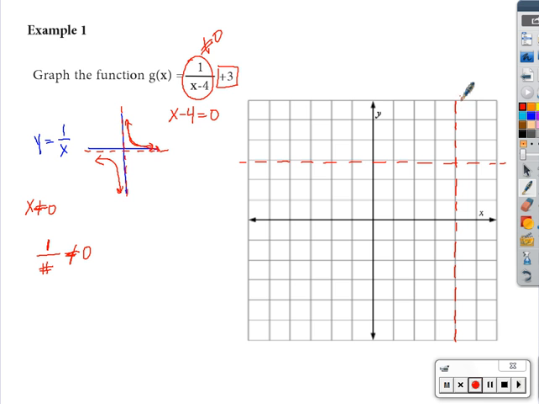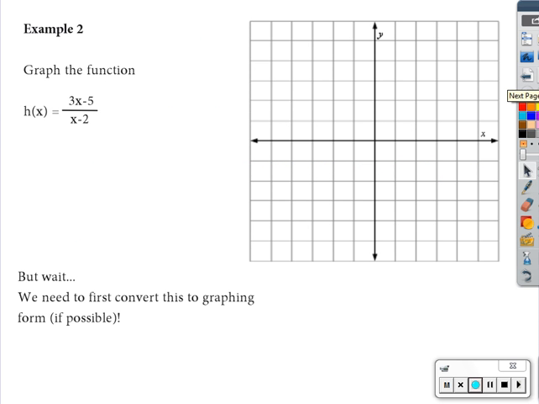And finally, we're just going to sketch our graph. We're not going to do much more than that. I don't need you to go to the table and plot points. I'm looking for the dashed lines at your asymptotes, and I'm looking for a good sketch of your curve.